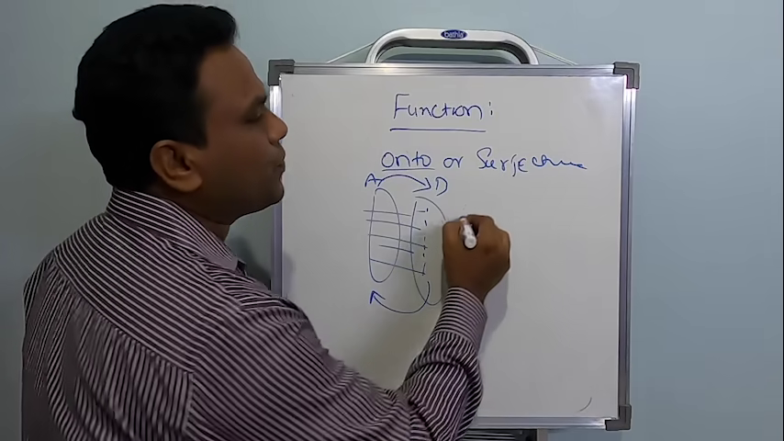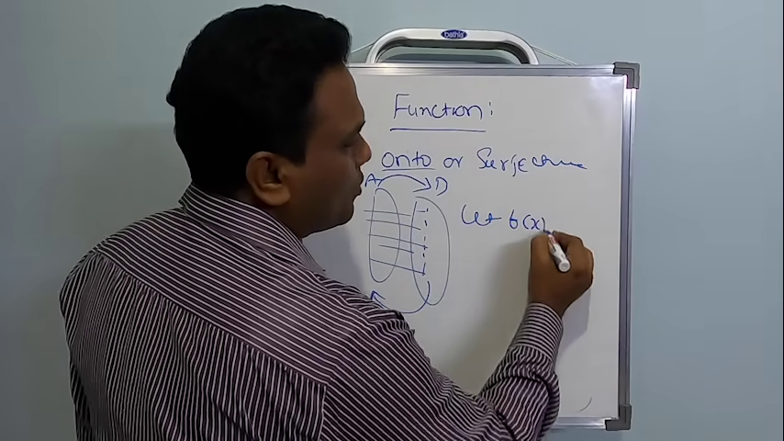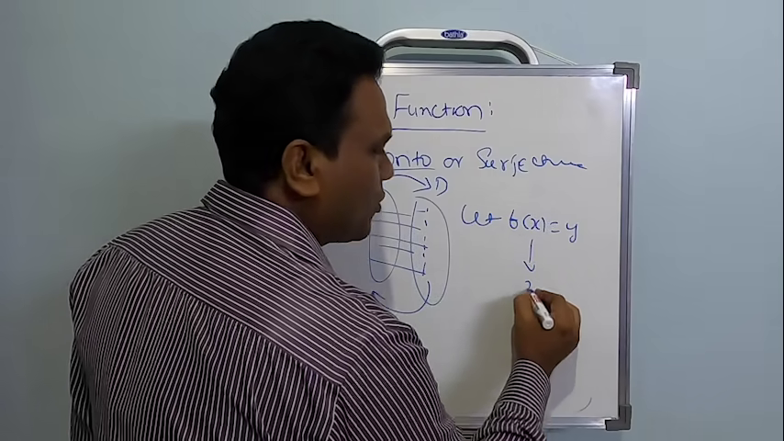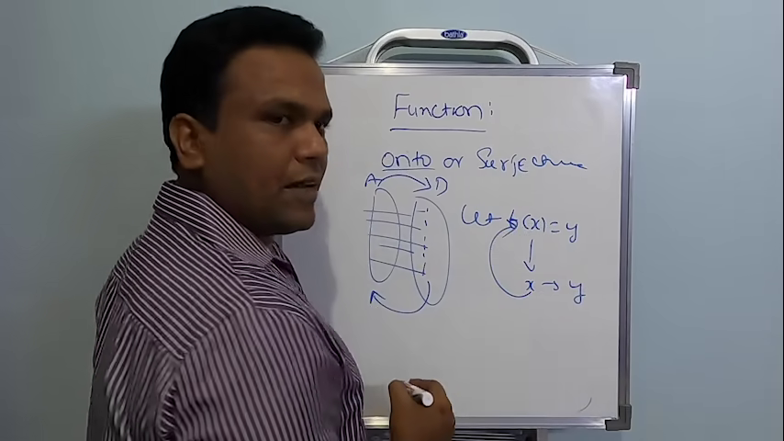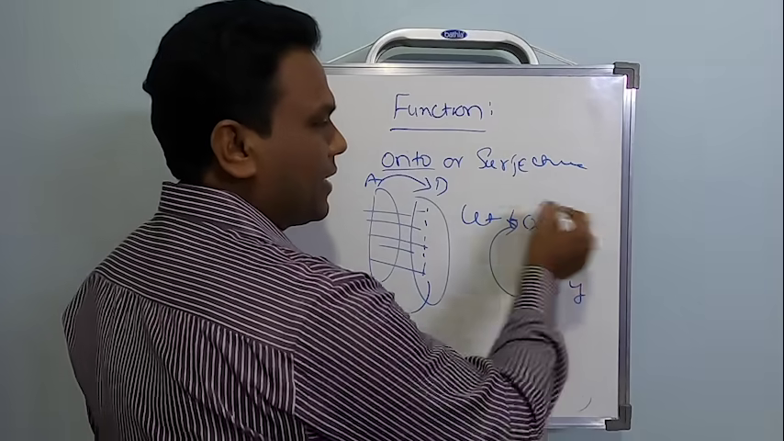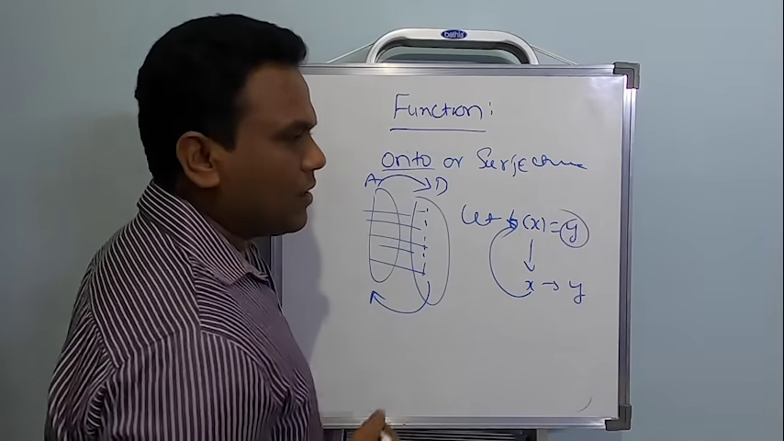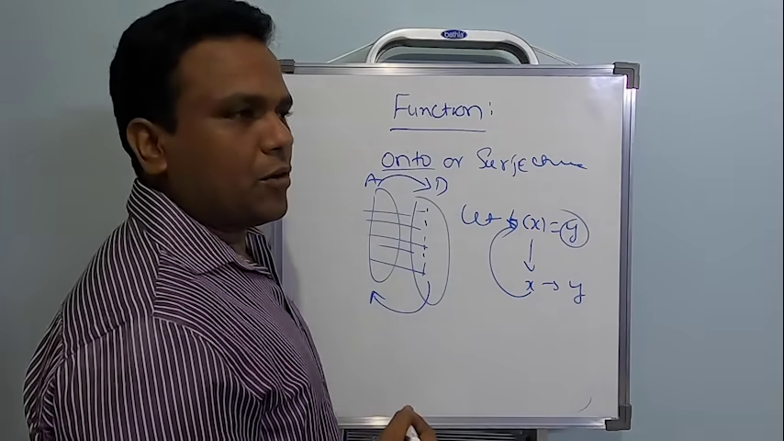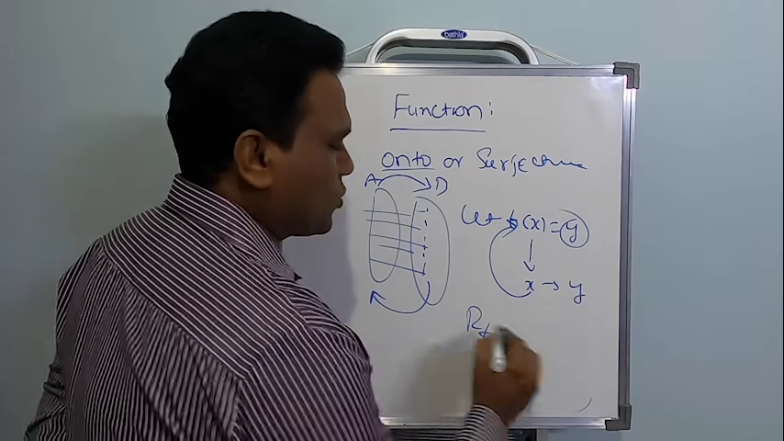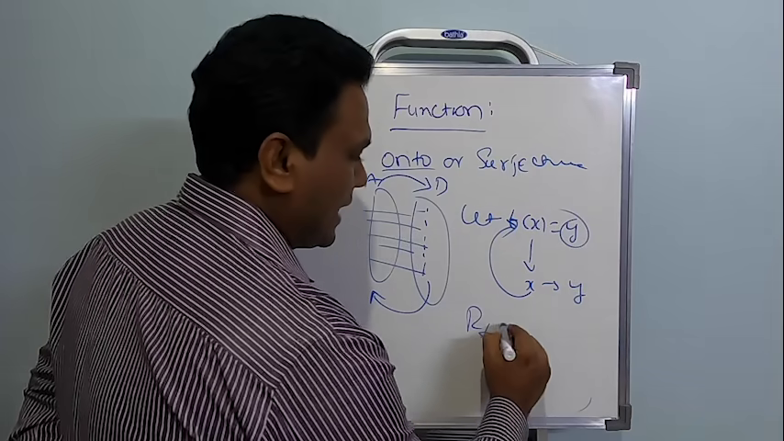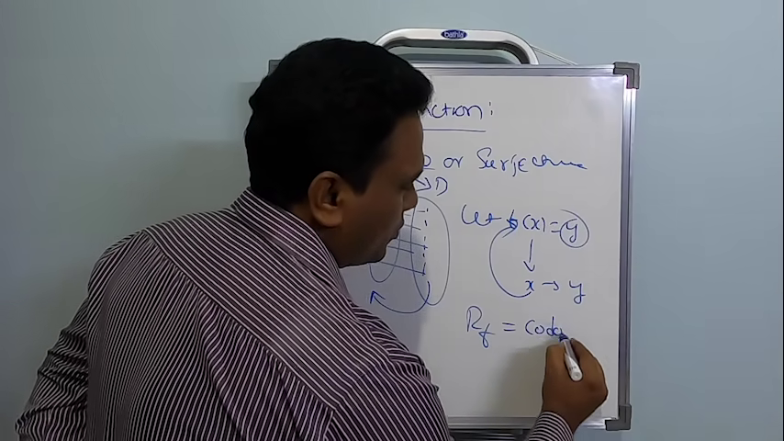How to check for onto? We will assume f of x equal to y. We will find out x in terms of y. This will be substituted back in f of x, and on simplifying, if you are getting back y, then we are going to say it's onto. That is one method of working. The other method, which is used commonly most of the time, is that the range of the function should be equal to the codomain.